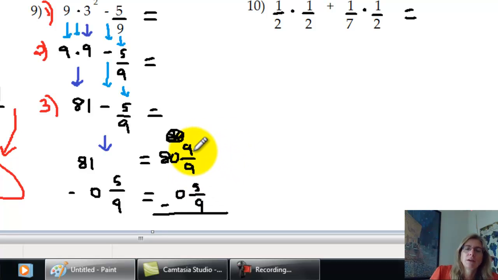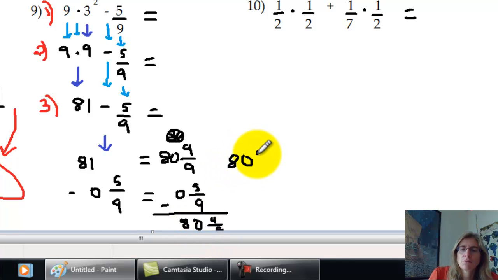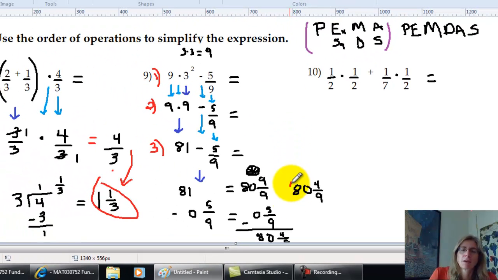And you do understand that 9/9 equals 1 because any number over itself equals 1. So if you added 1 back to 80, you'd get 81. So we just split it apart. So 9 minus 5 is 4. You have 4/9, squeezing it in. And 80 minus 0 is 80. So our answer, let's put it up here, 80 and 4/9. And 4/9 is a reduced fraction, so we don't have to do anything more to it. So 80 and 4/9 is the answer to number 9.